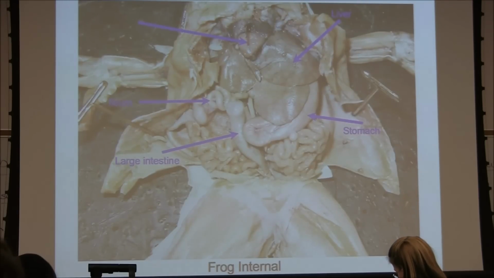Where would your duodenum be? So here. Right about here. Your duodenum right here. Where would your jejunum be? This is your jejunum right here. Okay? This little guy right here is part of your jejunum.